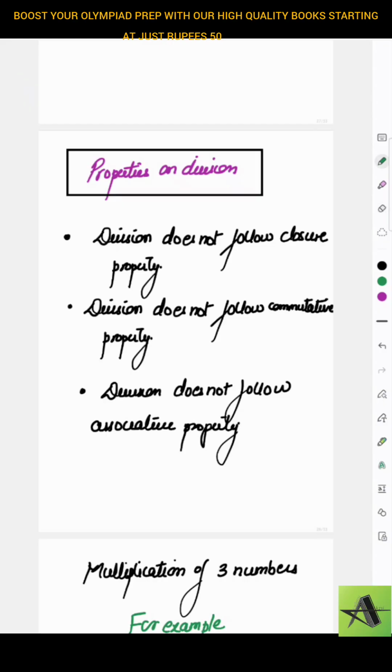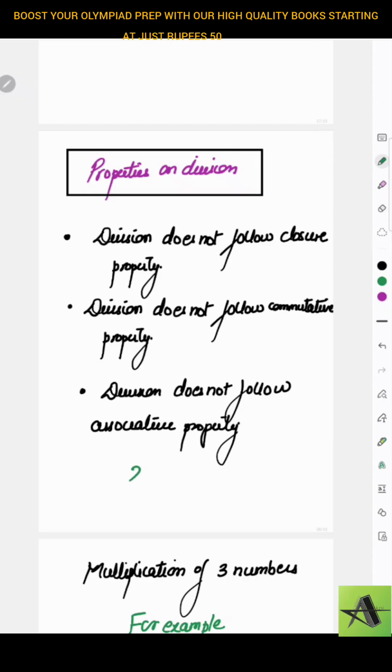Taking the same example which I just gave you, 2 divided by 4 will give me 0.5. When I change the order, it's now 4 divided by 2, and it has entirely changed the answer, making it 2. So obviously it doesn't follow the commutative property as well. It doesn't follow the associative property. Associative property is about the way in which they are grouped.